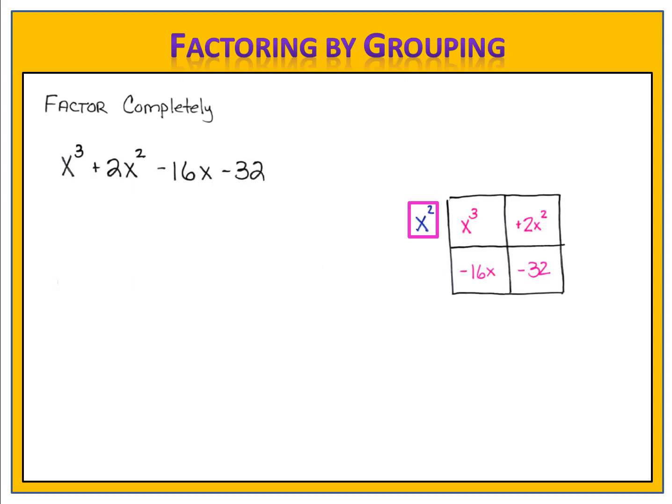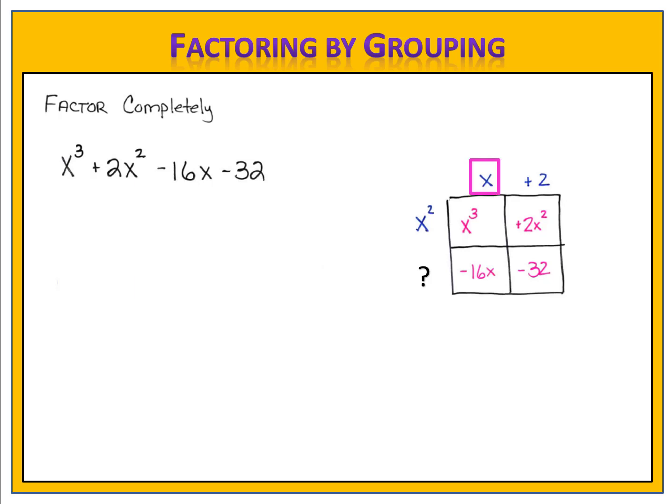x^2 times something equals x^3. x^2 times x equals x^3. x^2 times what equals 2x^2? The number is 2. Now we go across the bottom row.